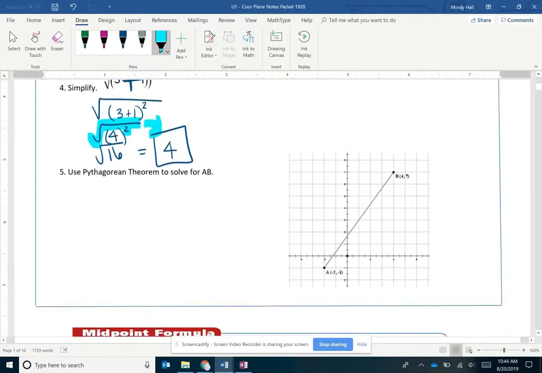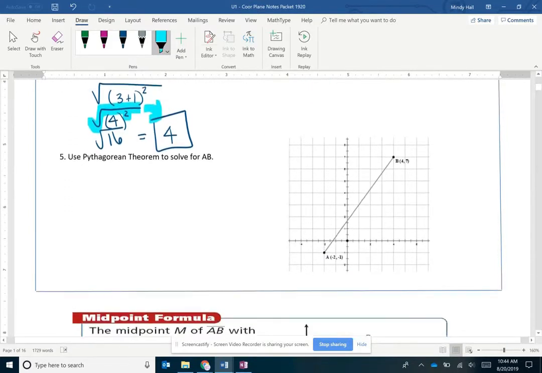So then we want to use Pythagorean theorem to solve for AB and figure out how long it is. So looking at this, I always picture these as a hypotenuse. So if I'm going to draw a right triangle, I need to come down and across, so I have that right angle. So if I want AB, I need to figure out how long these are. So for my horizontal line, I have 1, 2, 3, 4, 5, 6. And for my vertical line, I have 1, 2, 3, 4, 5, 6, 7, 8.